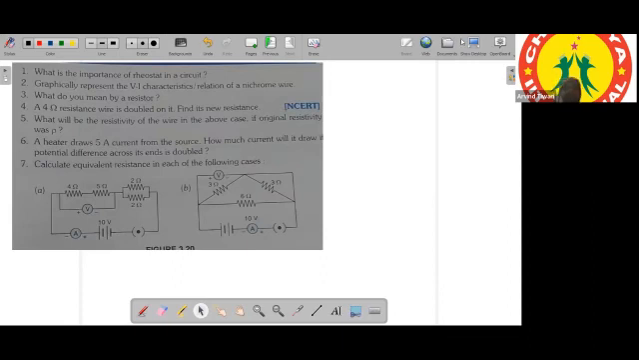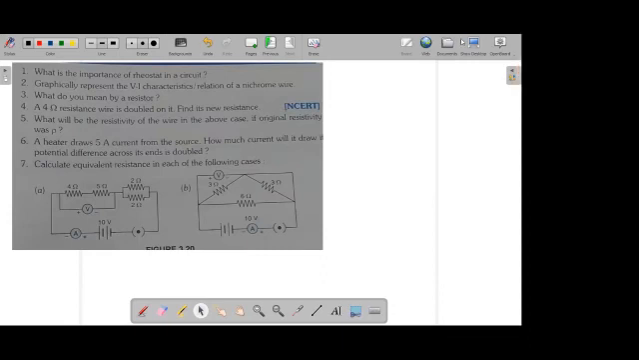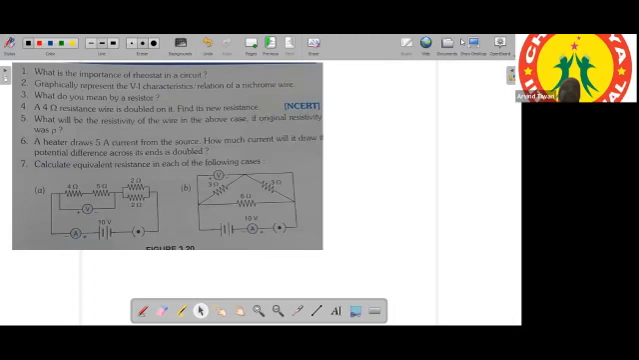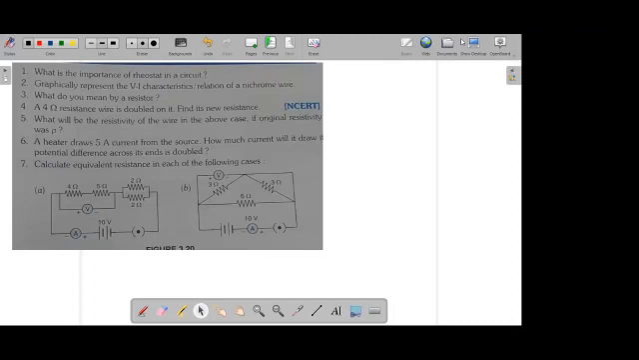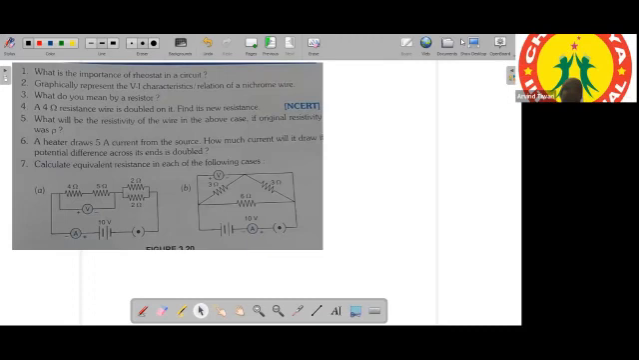Amatur Rahman? Yes, sir. Okay. So what is the importance of rheostat in a circuit? Why do we use a rheostat? Sir, it's a device used to regulate the current. Sorry, resistance. Potential. You can say it is used to regulate potential difference, or it is used as a potential divider, or it is used as a variable resistance.